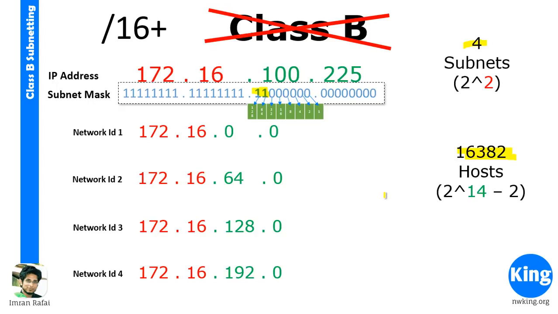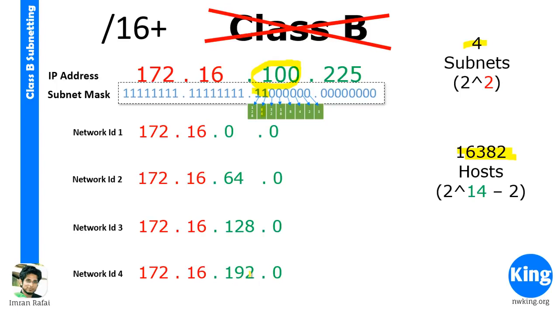We know we need to add the place value of the last bit. Place value of the last bit is 64. Where is the last bit? It's on the 3rd octet. So we need to add 64 to the 3rd octet. So it's 172.16.0.0. Add 64, it becomes 64.0. Add another 64, it becomes 128.0. Add another 64, it becomes 192.0.